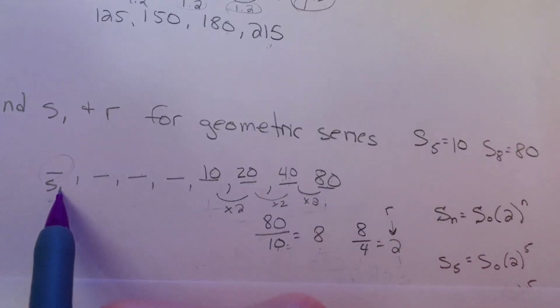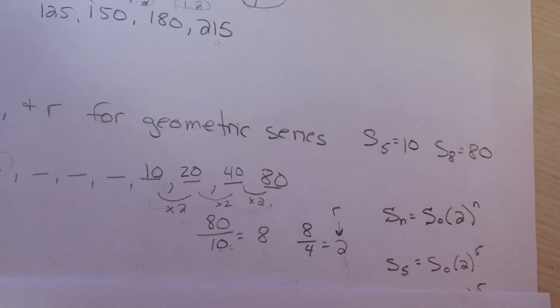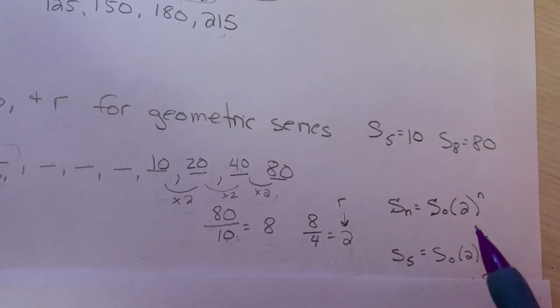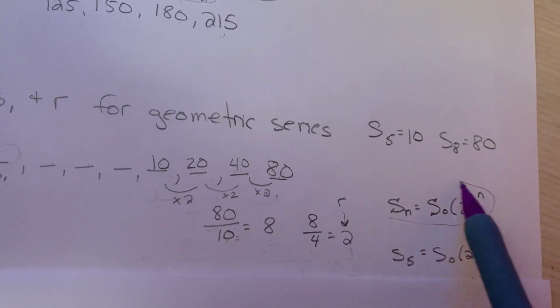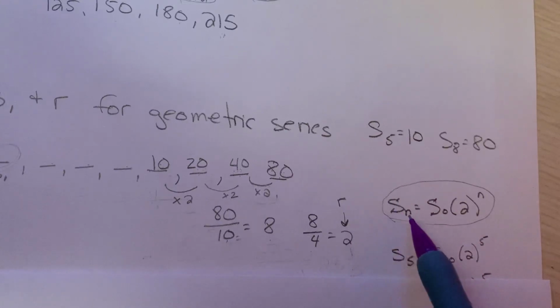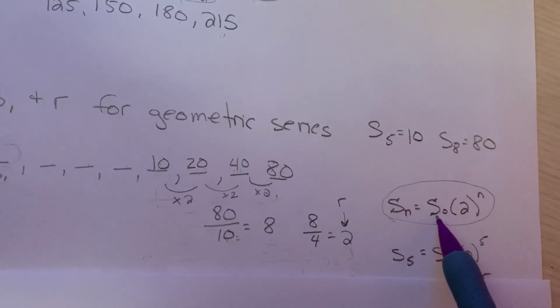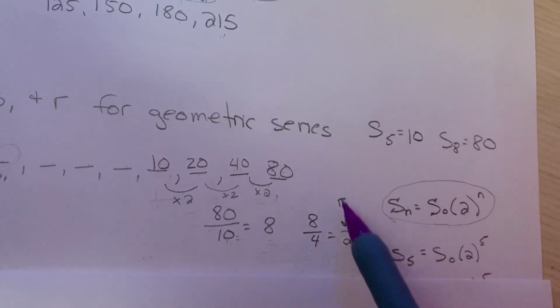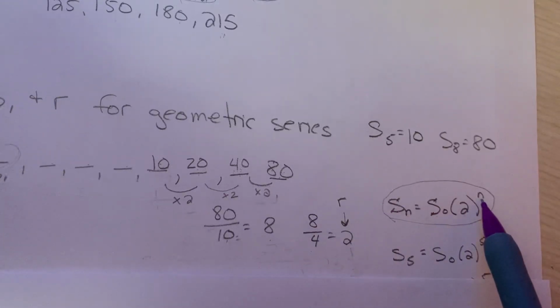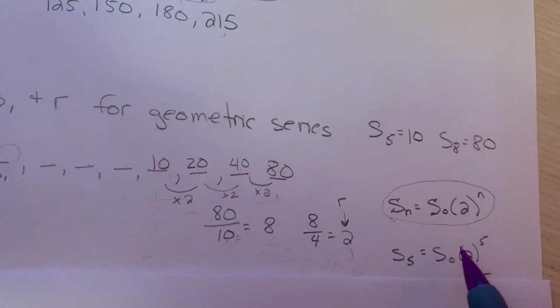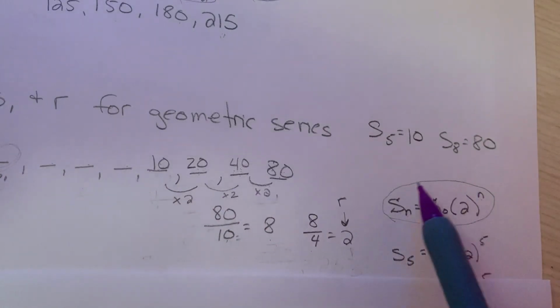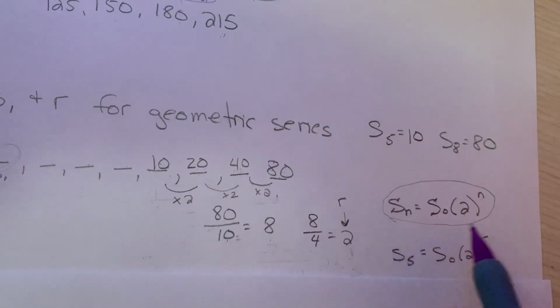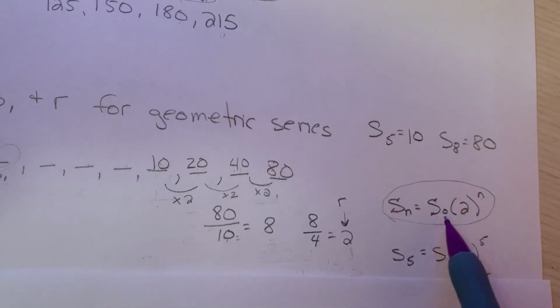Now to find S sub 1, this is a little tricky because remember I said we want to start at n equals 0. So this is the equation we're going to start with. S sub n equals S sub 0 times 2, that's my R value, that's what we just figured out, to the n. So now I need to find S sub 1, but in order to find S sub 1, I have to use my general formula here. I really need to find S sub 0 first.